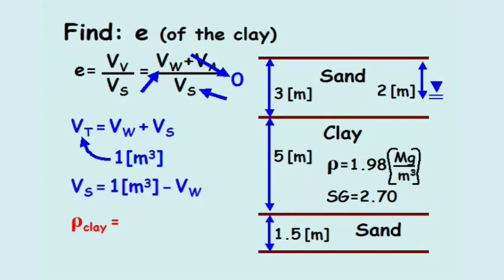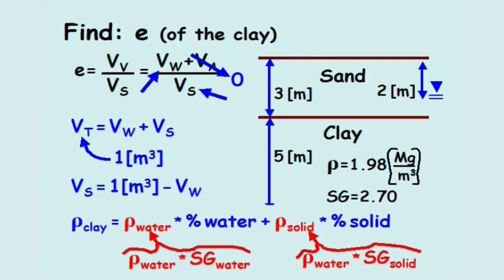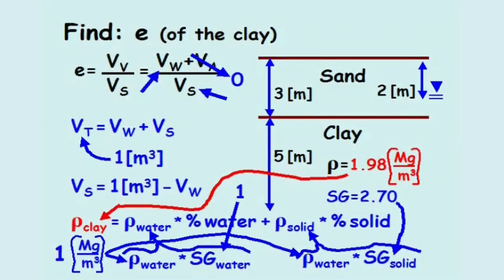Next, we set up an equation for the density of the clay, which can be thought of as a mixture of the densities of its component parts, the water part and the solid material part. The density of each component is equal to the density of water times the specific gravity of the component, where the density of water is 1 megagram per cubic meter, the specific gravity of water is 1, and the specific gravity of the solid material is 2.7. We've also been given the total density of the clay is 1.98 megagrams per meter cubed.